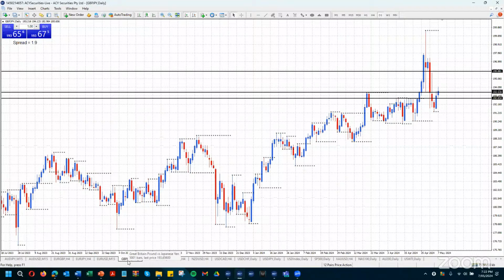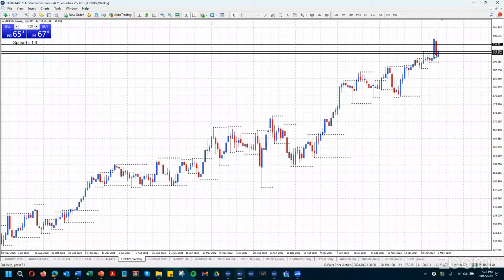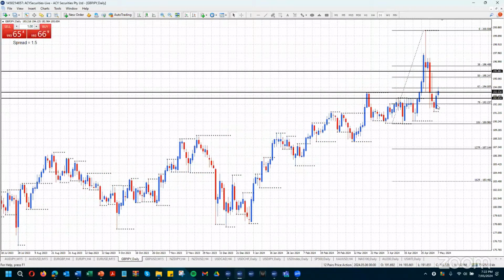All right. Pound yen. So with these yen pairs, structurally, like I said on the euro yen, the big move on the weekly chart last week hasn't structurally changed the trend here. It's like a 79% retracement of the weekly range. All right, there's a 79% level.